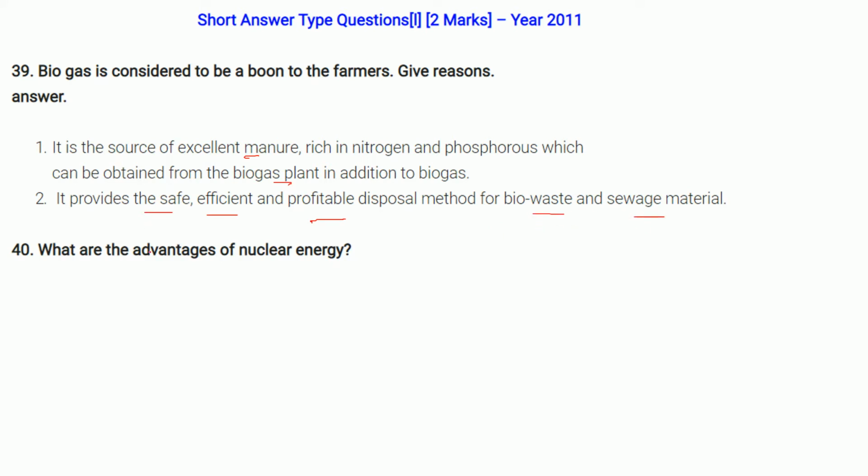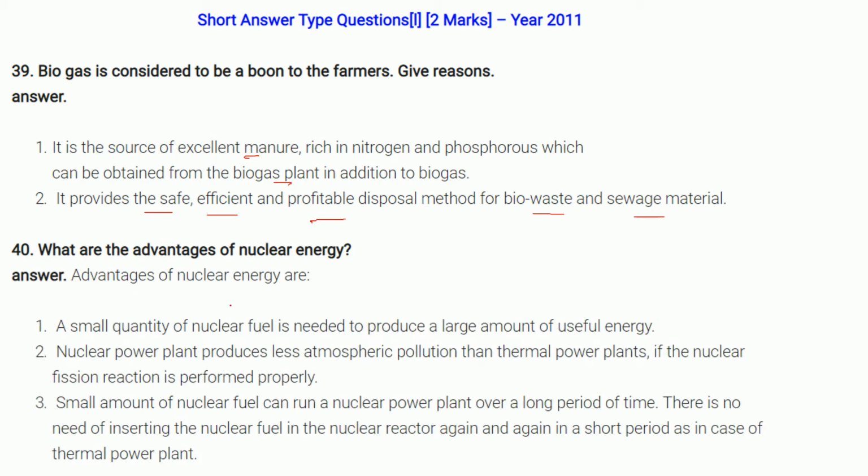What are the advantages of nuclear energy? The nuclear energy has certain advantages. A very small quantity of nuclear fuel is needed to produce a large amount of useful energy. A nuclear power plant produces less atmospheric pollution than thermal power plants if the nuclear fission reaction is performed properly. A small amount of nuclear fuel can run a nuclear power plant over a long period of time, and there is no need of inserting the nuclear fuel in the nuclear reactor again and again in a short period, as in the case of a thermal power plant, where you need to refill it again and again.